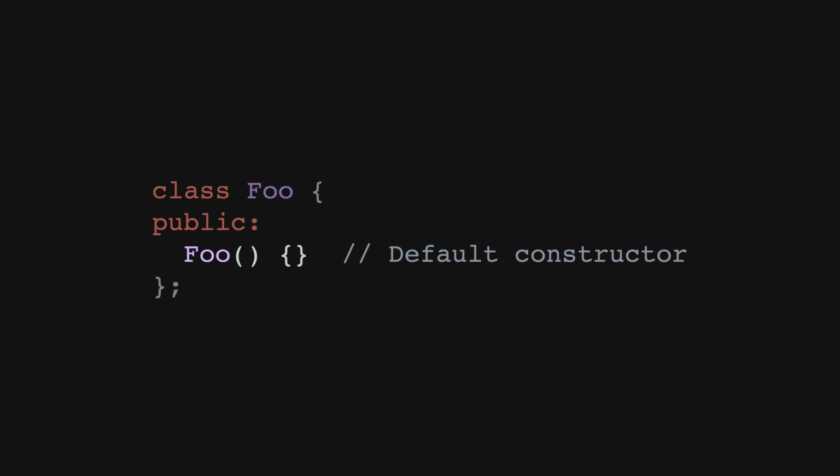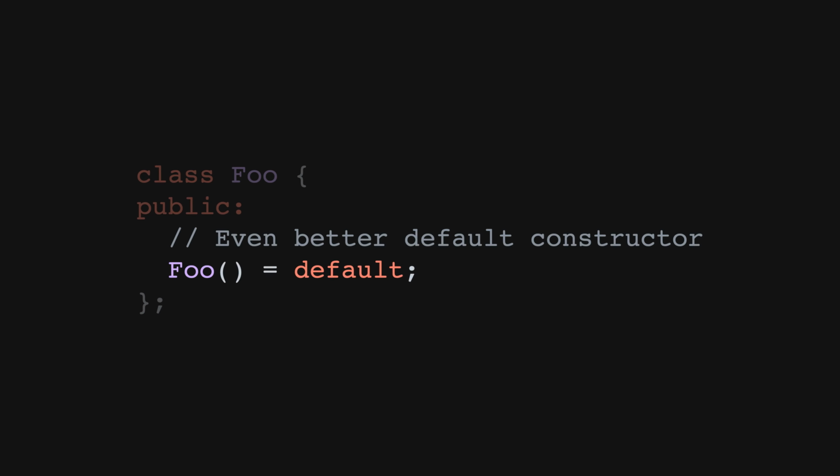There can be as many constructors as we want to have, and each can take as many parameters as we like. Oh, and the constructor might also have no parameters at all. Such a constructor without parameters is called a default constructor. And we can use the equals default after the constructor to tell the compiler that it can generate it as it wants, which is even better because the compiler is usually smarter than us.